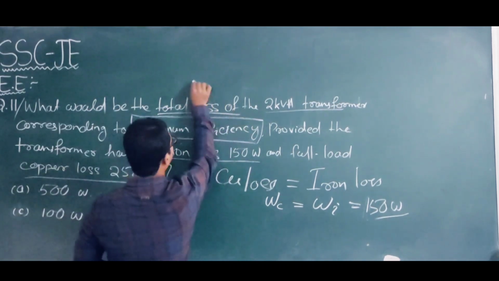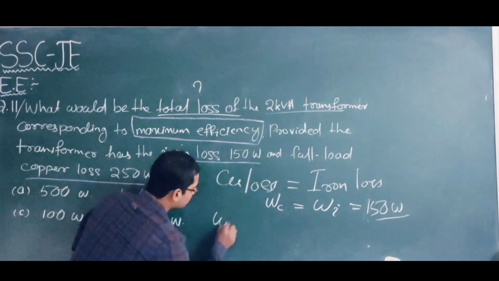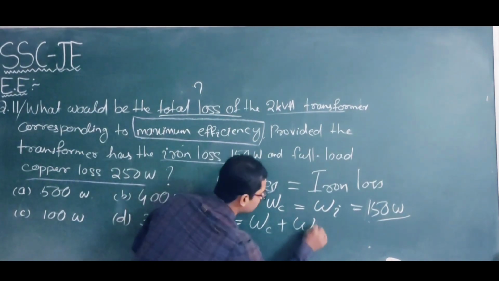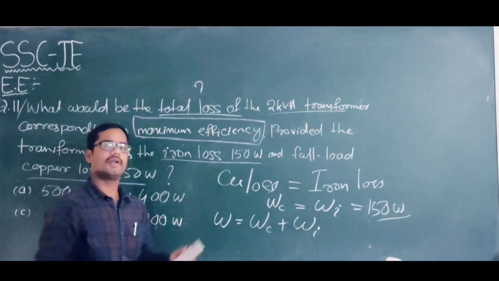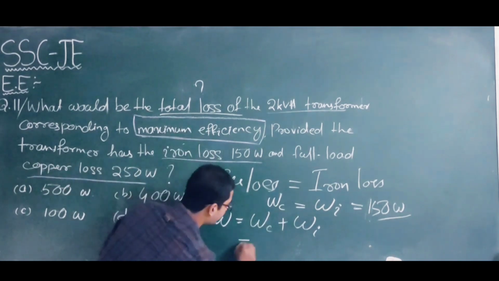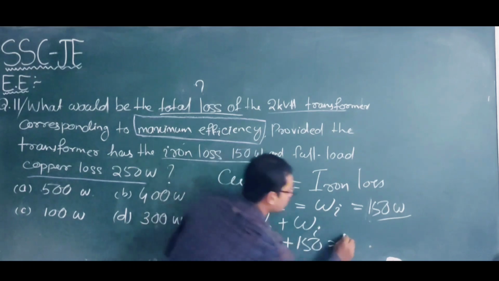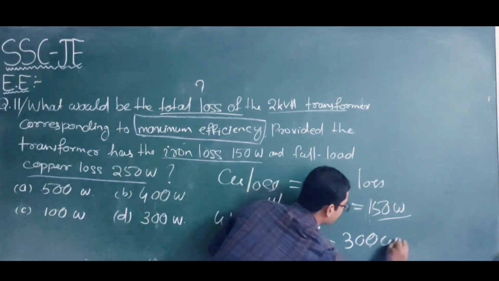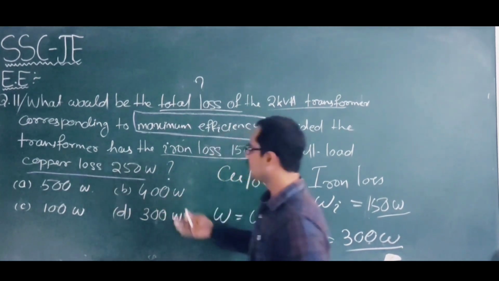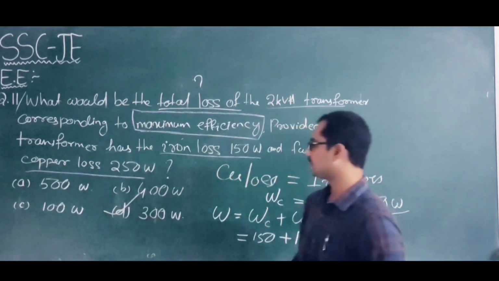So the total loss we have to find out. For the total loss, W would be equal to WC plus WI, means total copper loss plus total iron loss, and as the value is 150, it will be 150 plus 150. So it will be 300 watt. Okay, so the options are here 500, 400, 100 and 300. So option D is the correct answer.